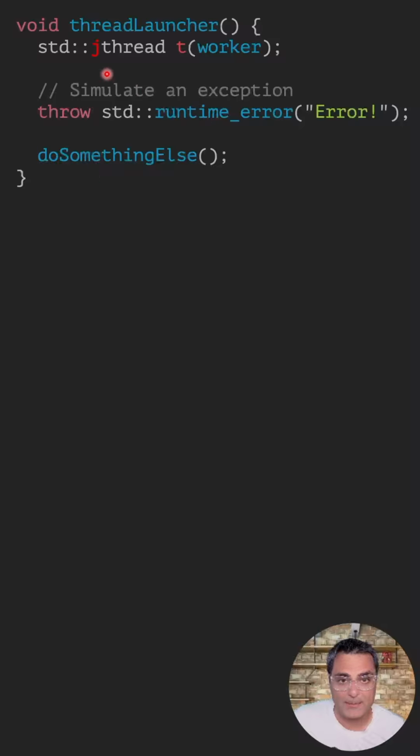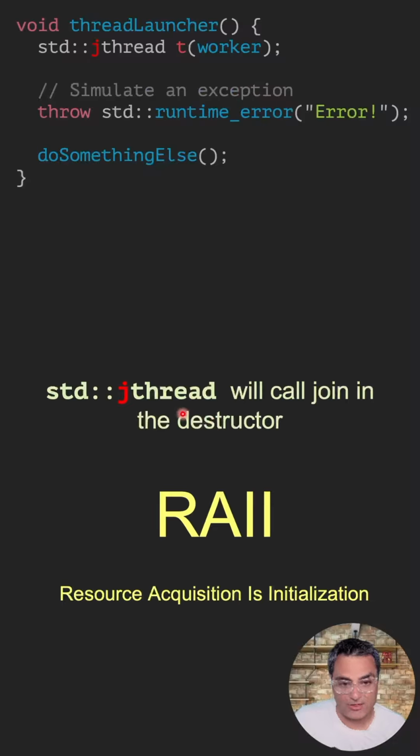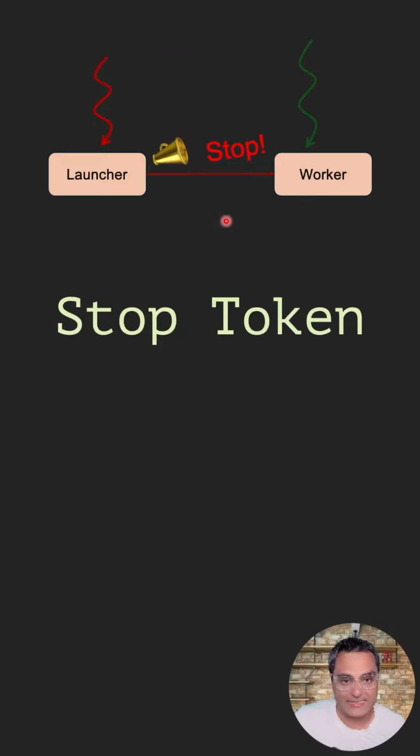jthread also fixes the exception problem. If an exception happens, t, which is now a jthread, will get destructed. As a result, t.join will be called. And even if we exit from this function due to an exception, std::terminate will not be called, assuming that we catch the exception outside. The fact that std::jthread calls join in its destructor follows a pattern in C++ called RAII, resource acquisition is initialization. But this is not all that std::jthread provides.